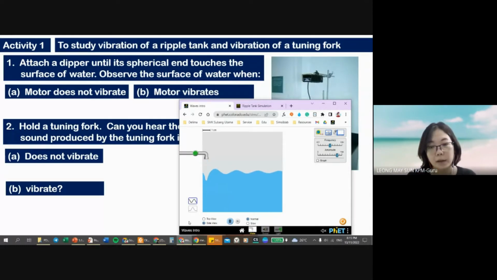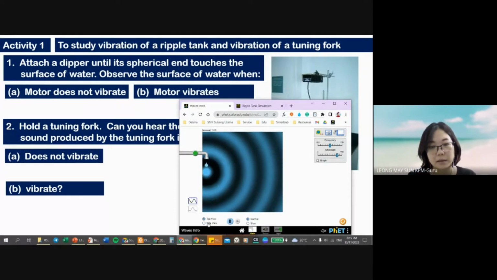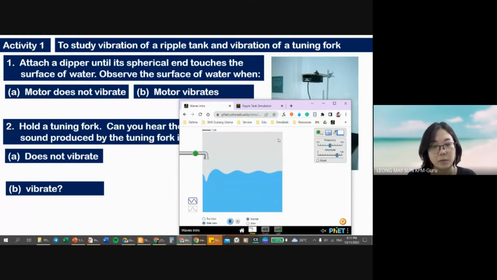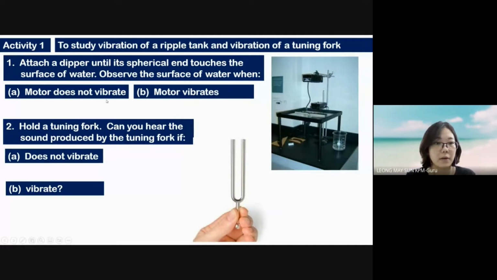From the top view, we will see ripples like this, but from the side view, this is how the water waves look, moving from the source of the vibration. The source of the vibration is this part where the pipe is dipping down, similar to a dipper with the spherical end touching the surface of the water. When the motor does not vibrate, it is calm water. But when the motor starts to vibrate, the water will move up and down. That is an example of a water wave.